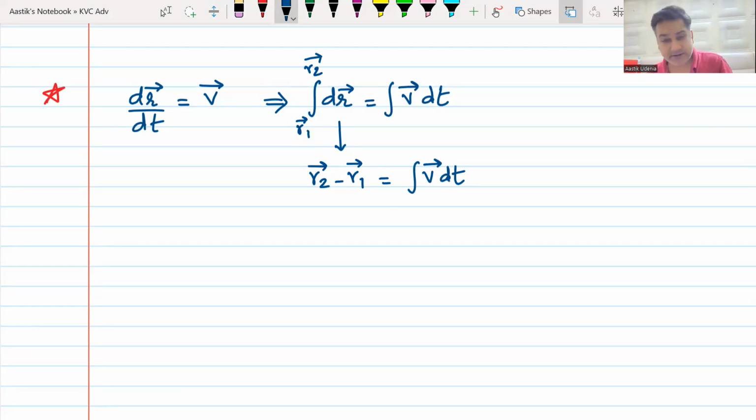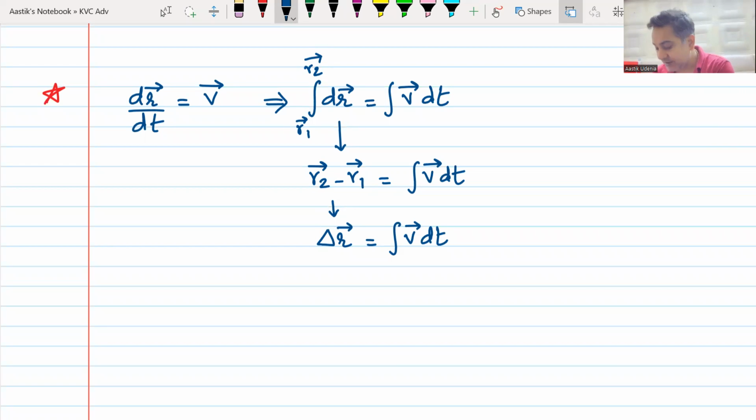Yes, sir. Final position vector minus initial position vector gives me the displacement vector. So the displacement vector would be the integral of v dt. Do we all understand this? So to get displacement from velocity, we need to integrate it. Yes or no? I am not getting raised hands from everyone.